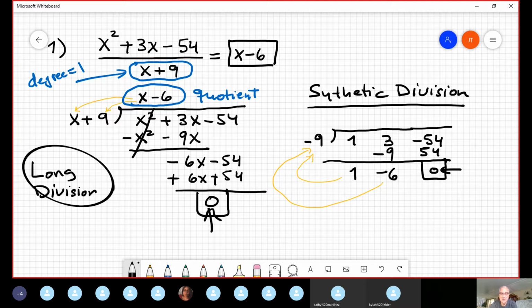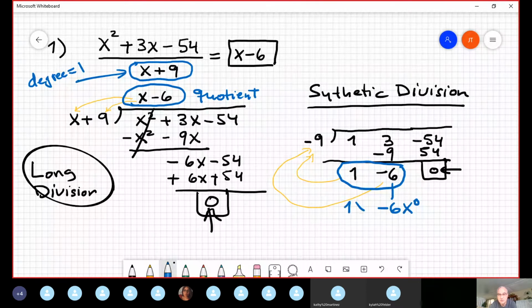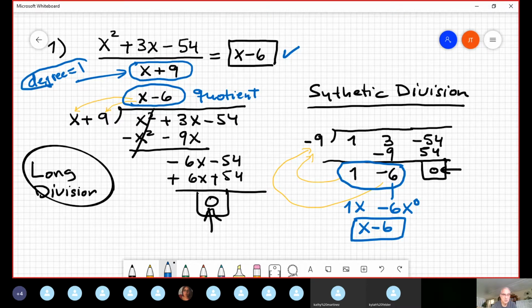Okay? And what's the answer? The answer is this guy. Look at that. But you suppose that this guy is -6 x to the 0, and this is 1 x to the 1. The conclusion is x minus 6. It's exactly the same as this answer. Okay, either way, guys. But well, the long division is more general because we can divide when the degree is not necessarily 1, but when you see that the degree is 1, nice, you can use synthetic division.